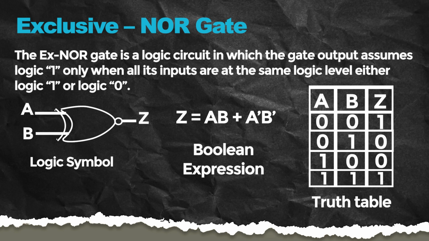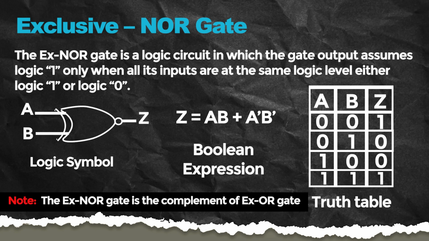So we can say that this exclusive NOR gate can be used for comparison of the inputs coming to it, whether the inputs are the same or whether they are different. So this exclusive NOR gate can be used in comparator circuits. So the exclusive NOR gate, we can say, is the complement of the exclusive OR gate. If you compare with the truth table, you can see that the exclusive NOR gate is the complement of the exclusive OR gate.